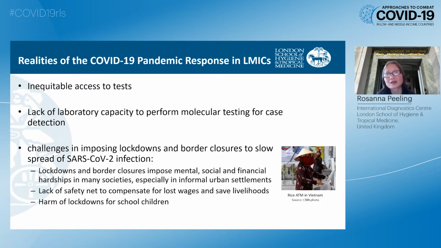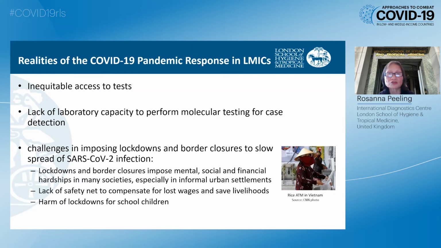And because of the lack of capacity to perform molecular testing, it is really difficult to confirm cases unless antigen testing is used. There are also challenges in imposing lockdowns and border closures to slow the spread of the infection so that health systems will not be overwhelmed. Even though for all societies, lockdowns and border closures impose mental, social, and financial hardships, in LMICs, the lack of a safety net to compensate for lost wages and save livelihoods makes prolonged lockdowns very difficult.